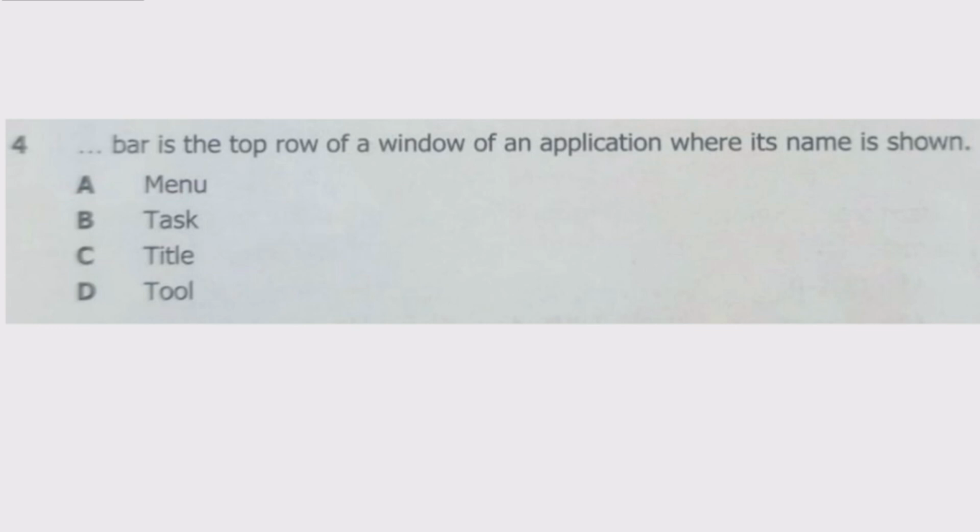C, title. Title bar is the top row of the window of an application where its name is written or shown. C is correct. Title bar is where the name of an application is written. D, toolbar is the top row of a window of an application where its name is shown. No, the correct answer is C.